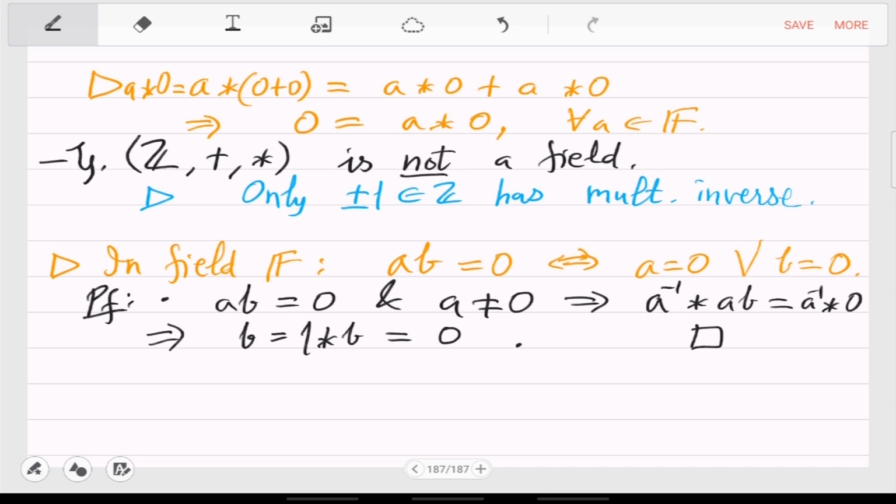Right, so this cancellation rule is there in fields. The same thing as you have in the field of reals. You can cancel and deduce something about factors. Any questions?